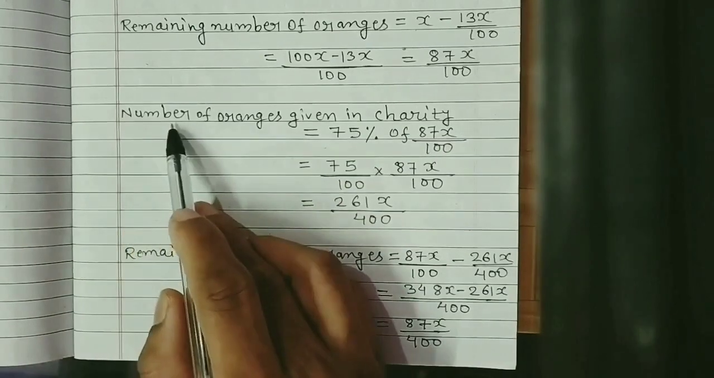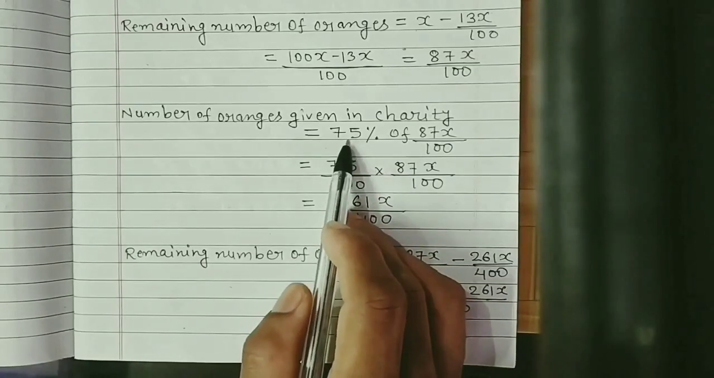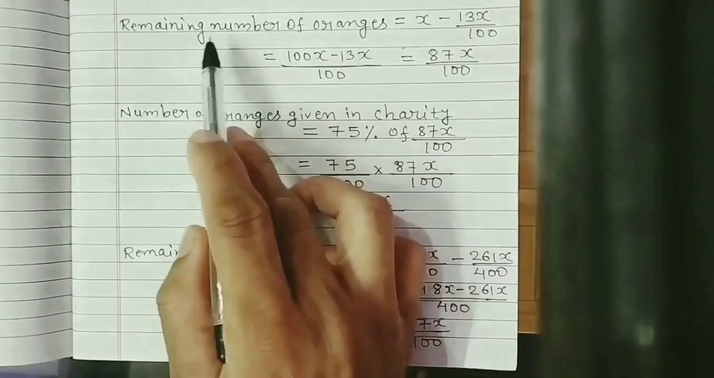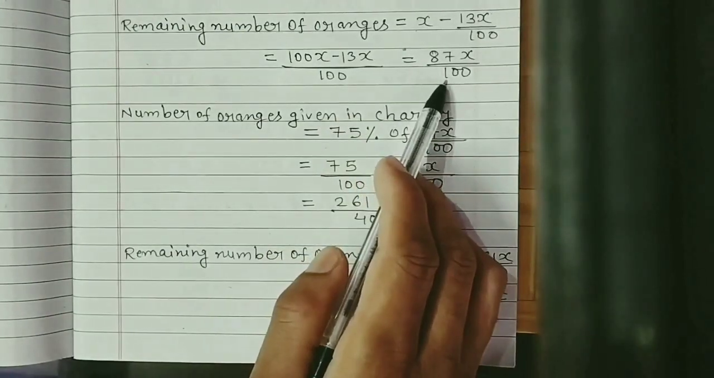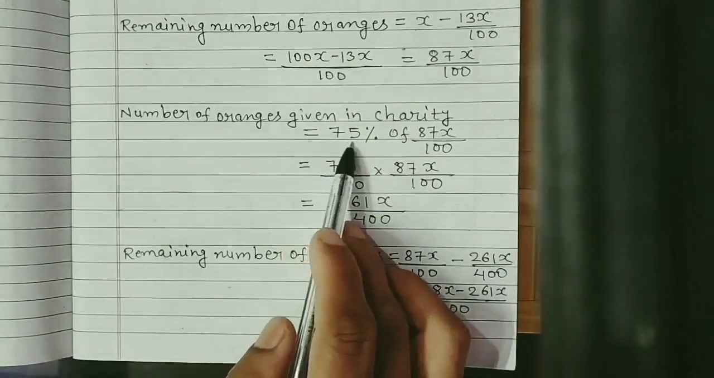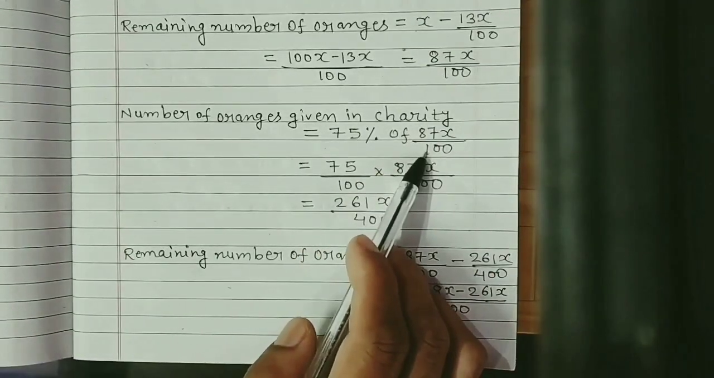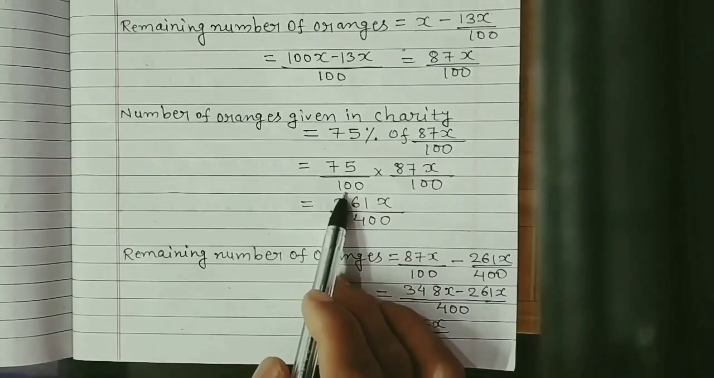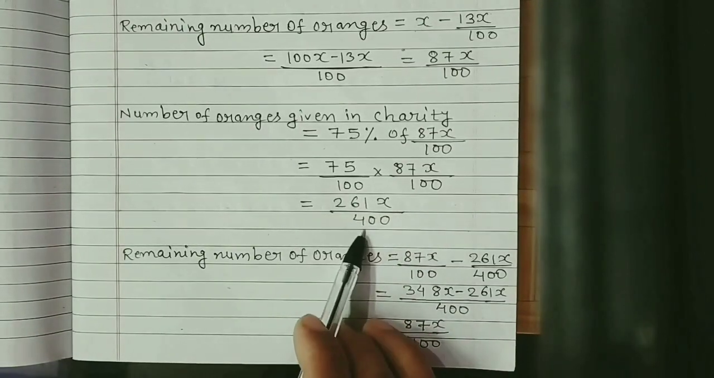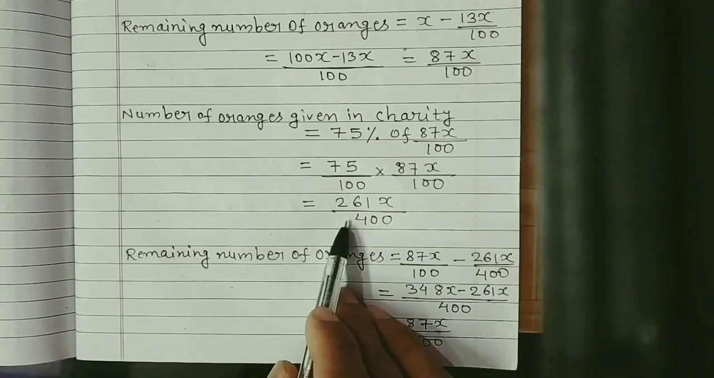Now I have written number of oranges given in charity, and it is given in the question that 75% of the remaining number of oranges are given to charity, and the remaining number of oranges is 87x by 100. So I have written here number of oranges given in charity equal to 75% of 87x by 100. This. Clear? Now it is equal to 75 by 100 into 87x by 100, and it is equal to 261x by 400. Clear? And this is the number of oranges given in charity.